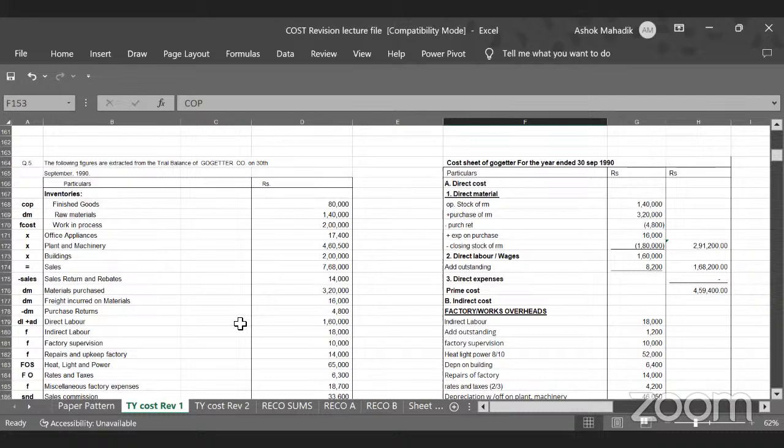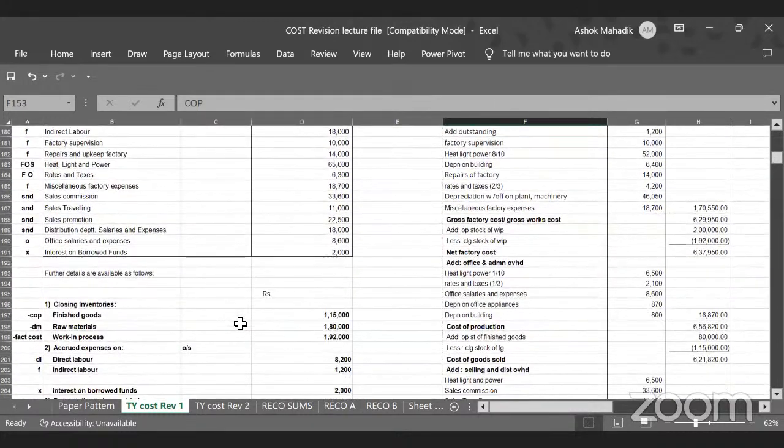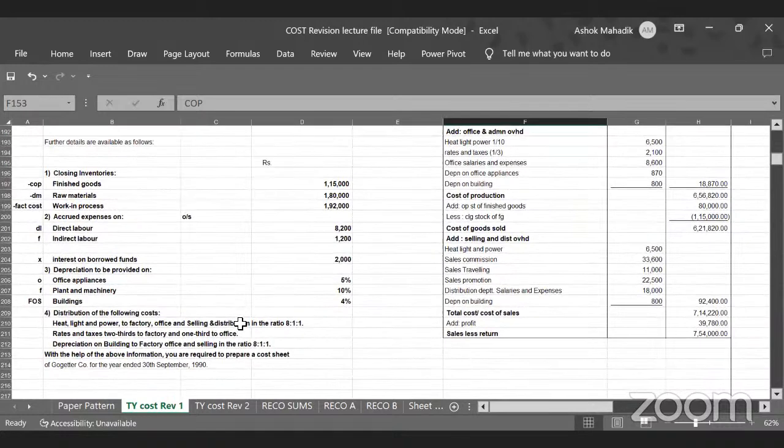Now let us go through this question. It has a lot of adjustments, so we'll first read the adjustments. Okay, then we'll go to the question. The first adjustment is regarding closing stock. So we know where they will be posted. Finished goods will go to cost of production, raw material closing stock to DM, WIP to factory. Accrued expenses. So whenever accrued expenses are given, remember you have to add to the expense. So direct labor amount will be given in the above table. Add this direct labor outstanding figure to it. Even in indirect labor, in factory overheads, you have to add this.